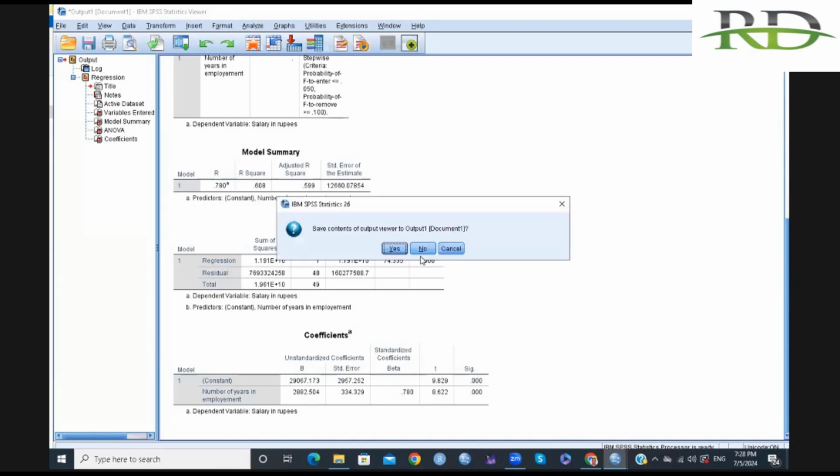Now see here, R square is 0.6. Not very good. It means we can search for some better model, because the coefficient of determination is not very high. It is only 0.6. It means this model is capable of explaining 60% of the variance in the data, only 60% variation in the data. So we can go for some more models as well.